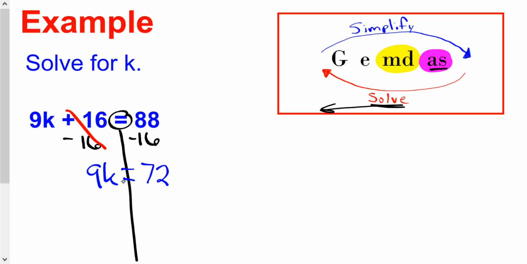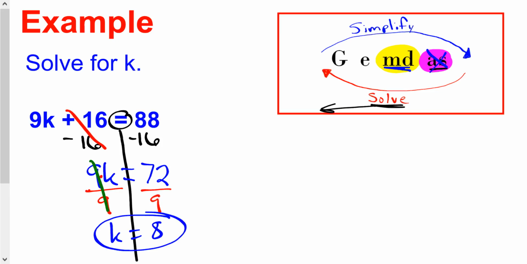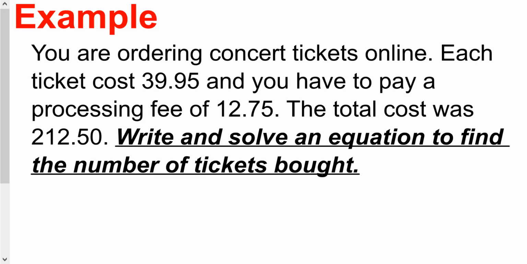And now that I'm done with all my addition and subtraction in this equation, I can move on to undoing multiplication and division. There is multiplying going on here. How do you undo multiply? What's the inverse operation of multiply? That's division. So I'm going to divide by the coefficient 9. 9 divided by 9 is 1, or in this case, 1k. 72 divided by 9 is 8. So k equals 8.